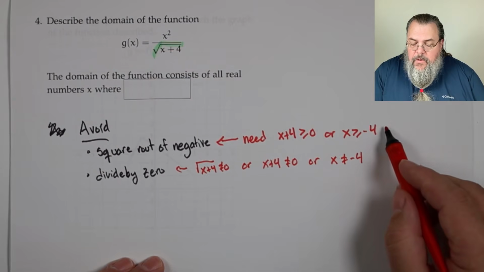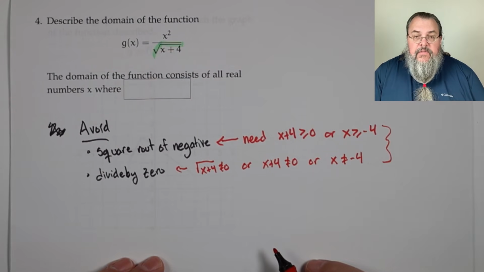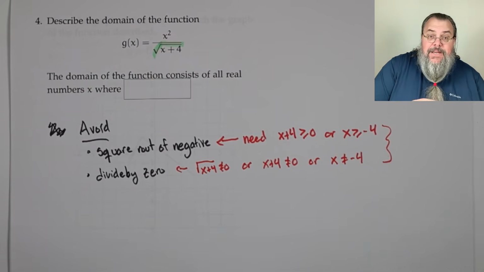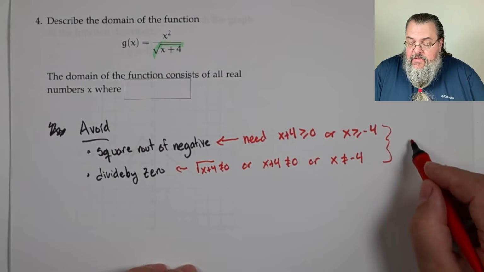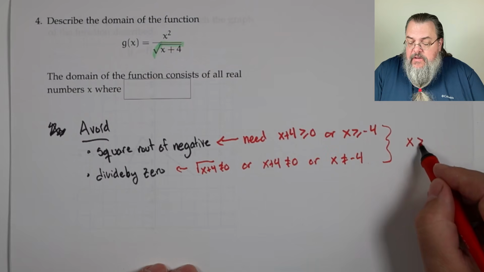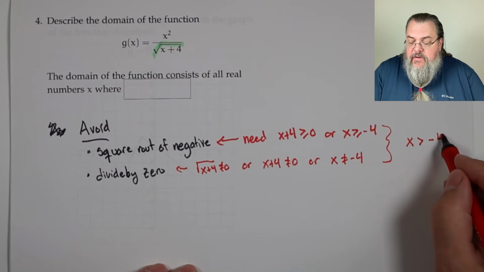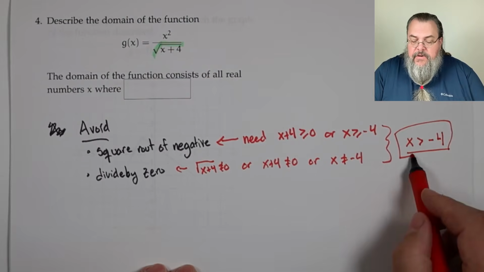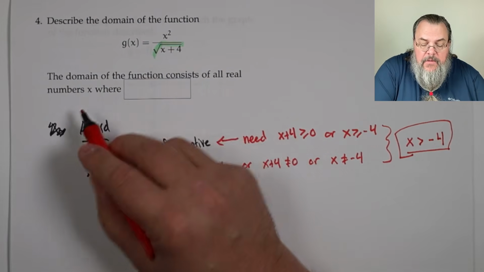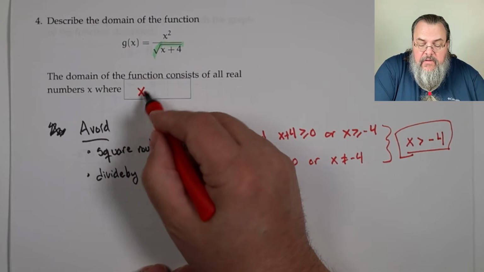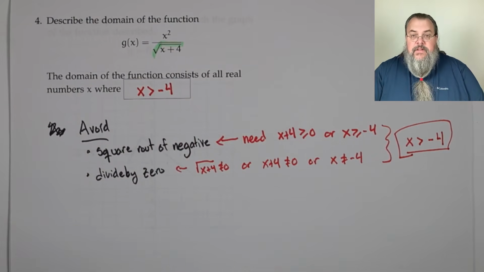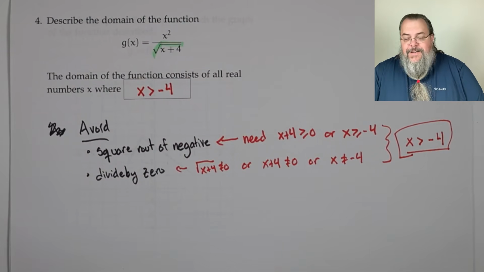So you say, well, what combines these 2 ideas? Well, x has to be greater than or equal to -4, but it can't be -4. So putting them together, this says x has to be strictly greater than -4. So that's what we're after. So we're going to say all numbers x where x is greater than -4. And there we go. All right.